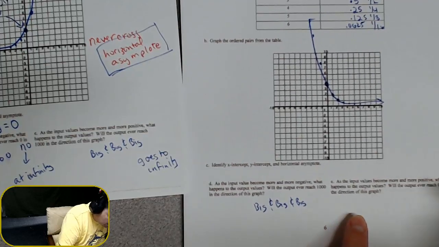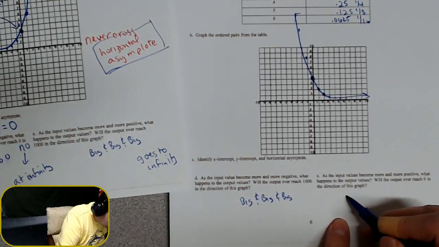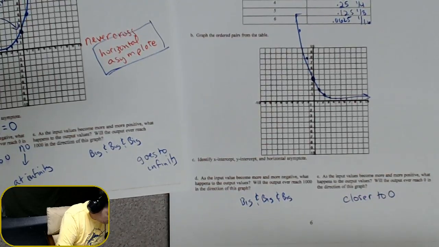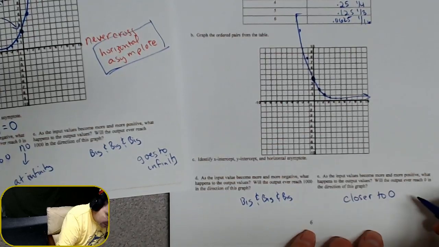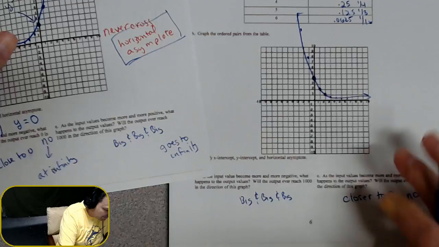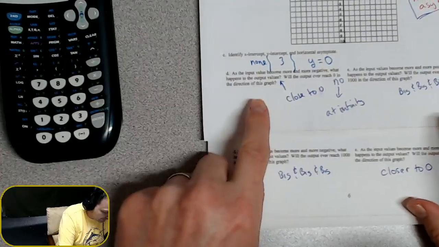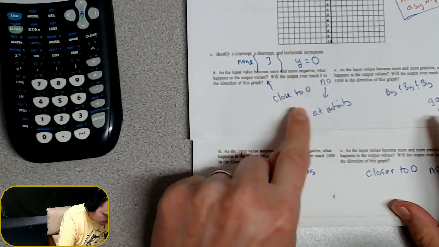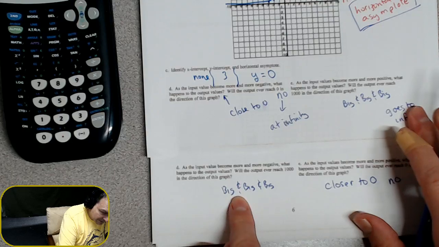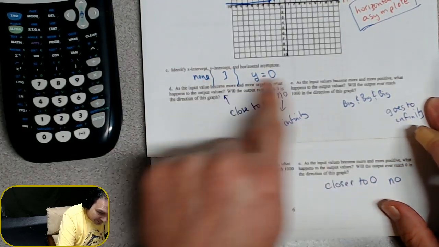But what happens as it goes to positive? This time, as it's going to positive, it gets closer to 0. And will it ever reach 0? No, it will never reach 0. You see how that's the complete opposite of this one. Whereas this one, as it becomes negative, goes to 0. And this one, as it becomes negative, gets bigger and bigger. Whereas this one, as it gets positive, gets bigger and bigger. See how they're opposites of each other?